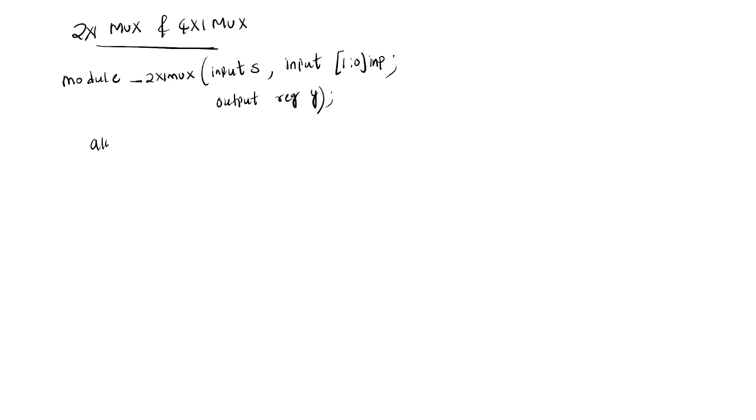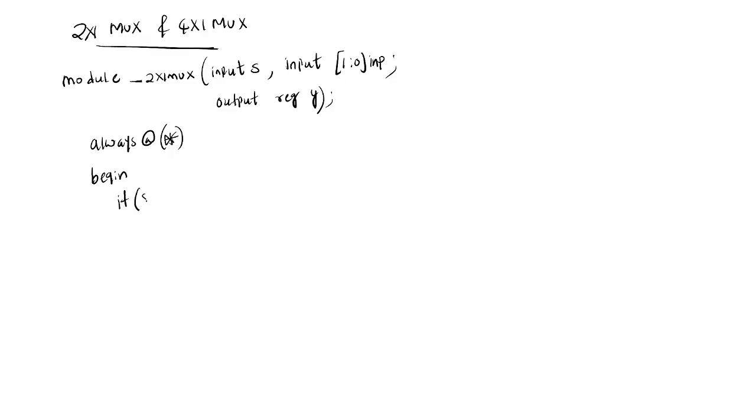Always at the rate, what are the inputs in the sensitivity list? I can give the inputs s comma inp, otherwise I can give the star also. Star means the implicit operator, that will be applicable for all the inputs. Next, begin.